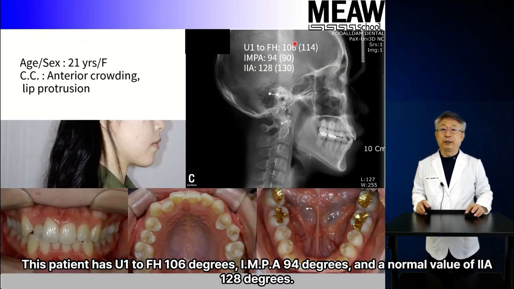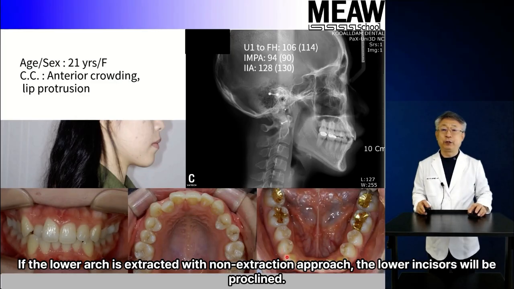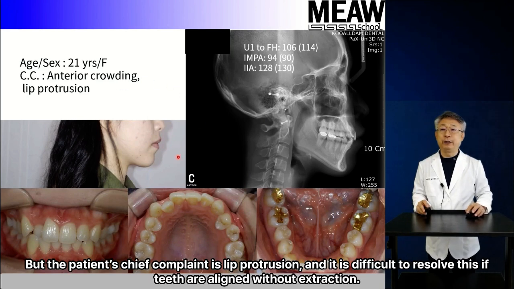This patient has U1 to FH 106 degrees, IMPA 94 degrees, and a normal value of IIA 128 degrees. The upper incisors are lingually inclined, and the lower arch is U-shaped with anterior crowding. If the lower arch is treated with a non-extraction approach, the lower incisors will be proclined. But the patient's chief complaint is lip protrusion, and it is difficult to resolve this if teeth are aligned without extraction.